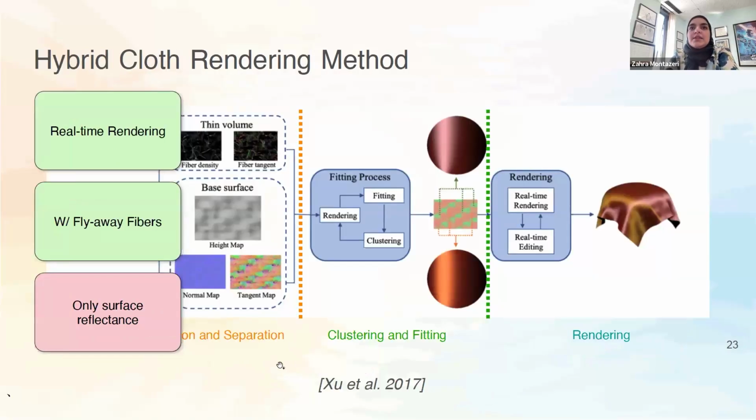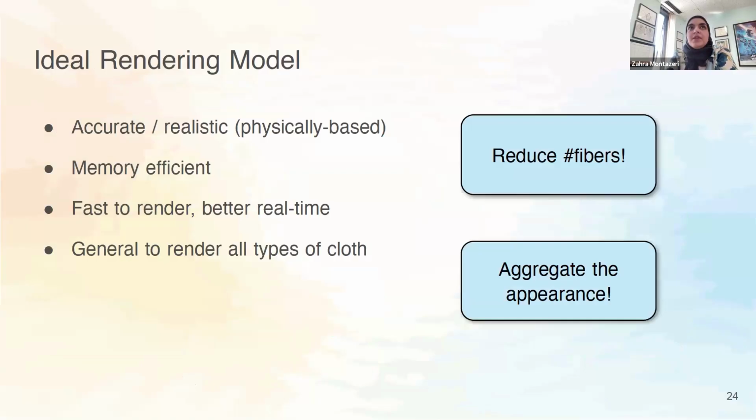So later on, we had this model where we can do real time, and we also add the flyaways this time. But again, what we do is only the reflection. We don't know what happens when the light passes through the cloth, and that's still a challenge to be solved. As an ideal model, what we want is not only being accurate, but also memory efficient, fast to render, and general for all cloth. And that gave us the idea of reducing the number of fibers, because that's basically the bottleneck.